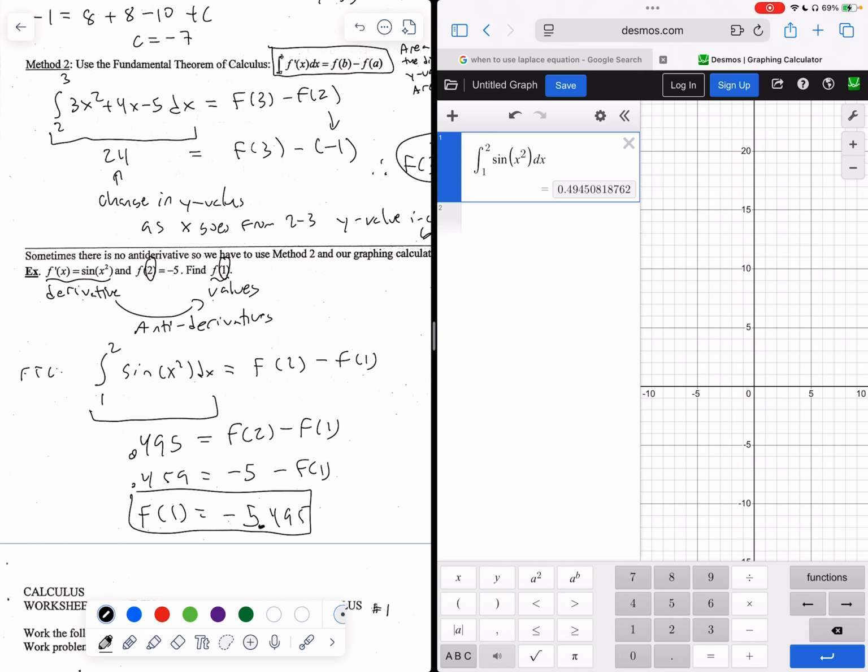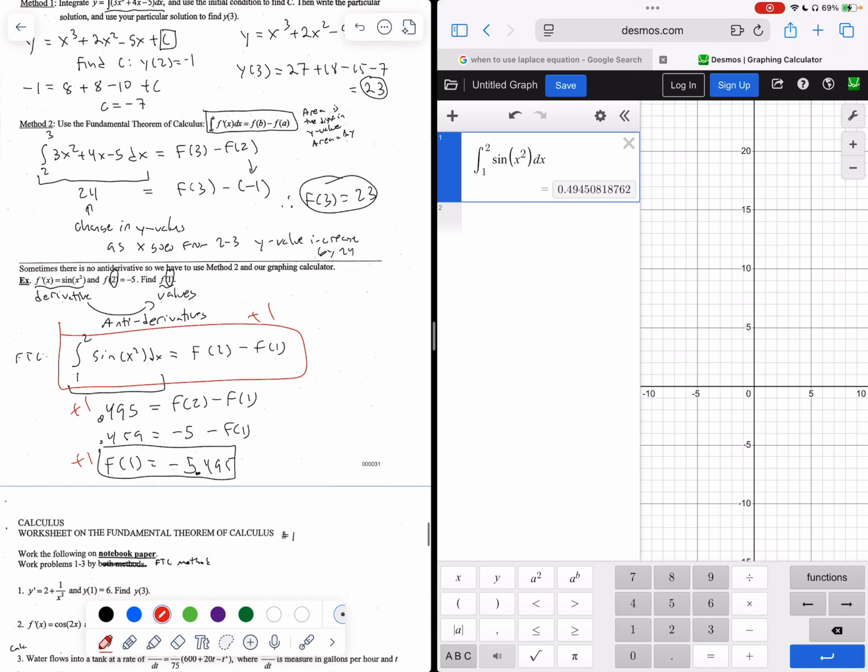Very easy to do. So how do we grade this? You have to have this FTC step, +1. Plug in your calculator, +1, and then your answer, +1. Very easy to do. So let's take a look at what this kind of means for us.